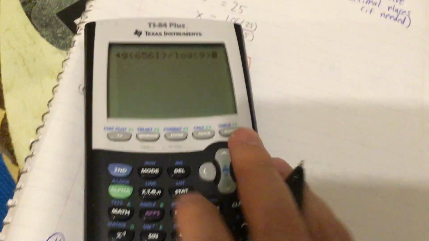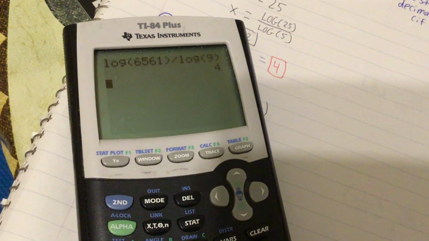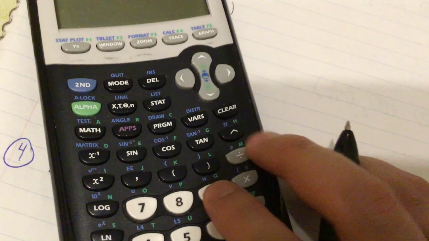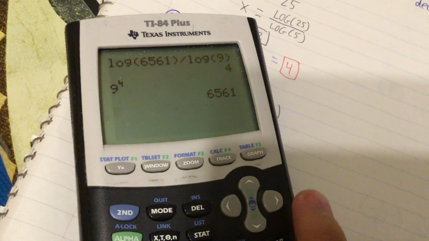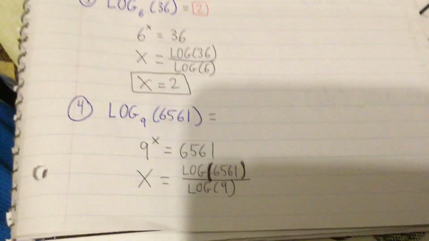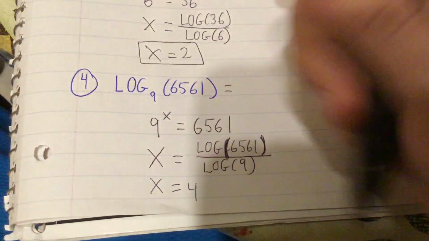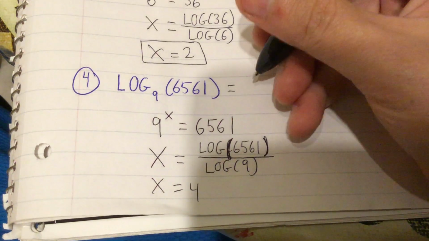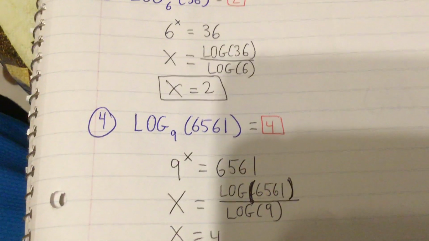Am I getting the same numbers? Log of 6,561 divided by log of 9, close the parentheses, and I should get 4. And confirming that, 9 to the 4th power is 6,561. So I do the gymnastics, I do my little magic trick, and I get x is equal to 4 because 9 to the 4th power is 6,561.